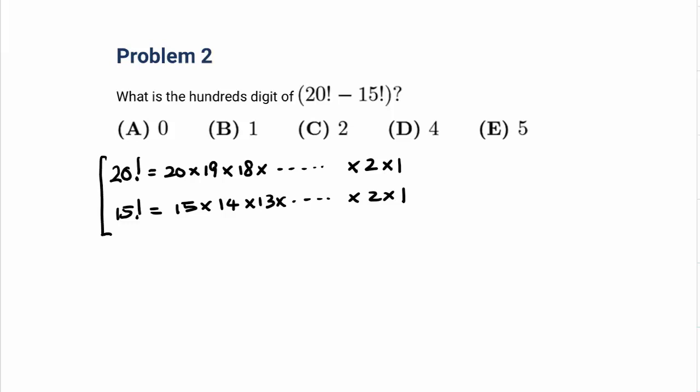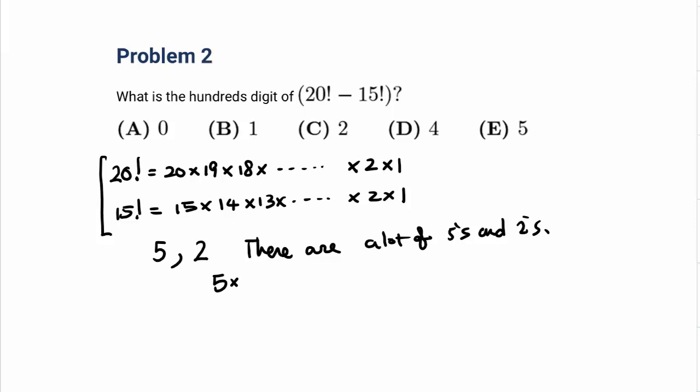There are a lot of prime factors 5 and 2. If we have one 5 and one 2, it makes 10. If you have 5 squared and 2 squared, it makes 100, something like that. First we can check how many 5s are there.